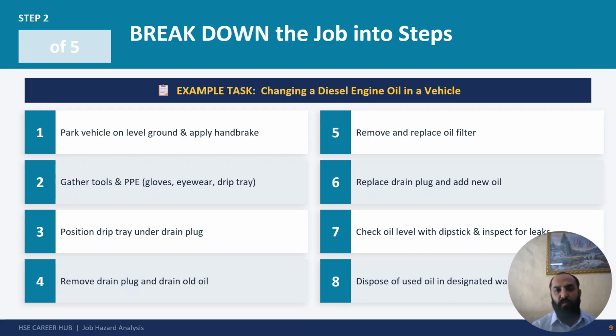Now here is the golden rule for this step. Not too broad, not too narrow. If your step says change the oil, that's too broad. That's the whole job. If your step says pick up the wrench with the right hand and grab the drain plug at a 45-degree angle, that's too narrow. That's a manual. Aim for the middle ground. Each step should be a meaningful action that can have its own hazard associated with it. Usually between 5 and 15 steps is the sweet spot for most tasks. If you have more than 20 steps, consider splitting it into two separate JHA forms.